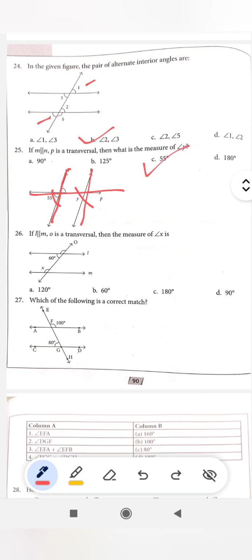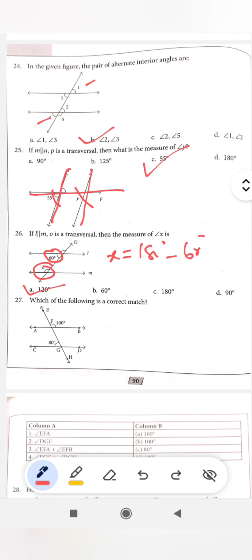Okay, 26. L is parallel to M, O is the transversal. Then what is the measure of angle x? So 60 degrees and x, they are the co-interior angles. Okay, so their sum will be 180 degrees. So x is equal to 180 degrees minus 60 degrees, that is equal to 120 degrees. Okay, now question number 27.